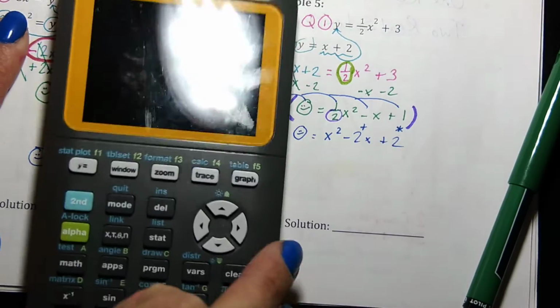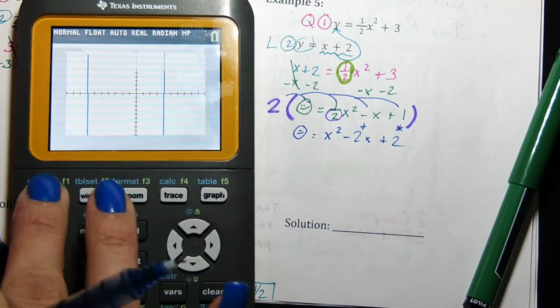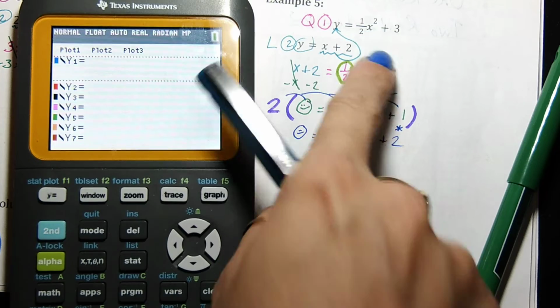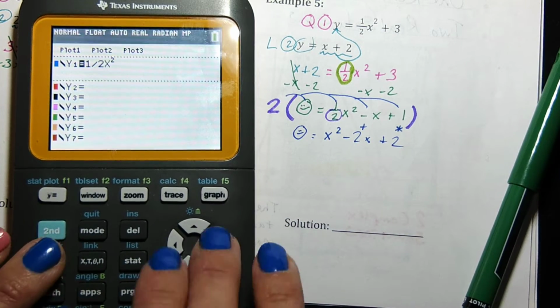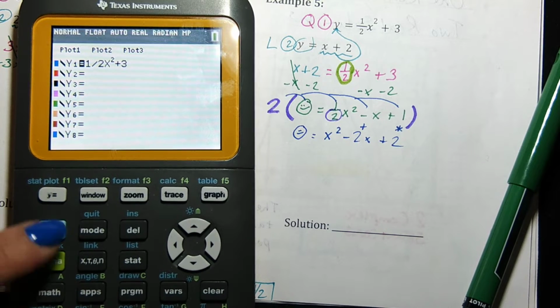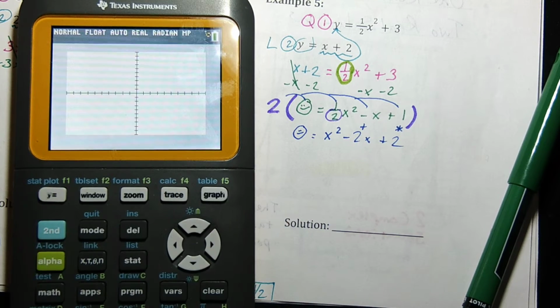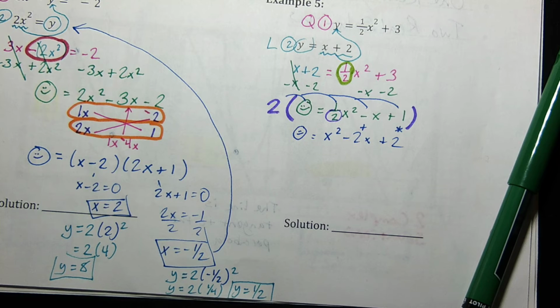So let's go ahead and go to our calculator and just see what this system looks like. If I type in that first equation, 1/2 x squared plus 3, and then the second equation is x plus 2. There's my quadratic. There's the line. Oh, and it just misses it. So are they intersecting? No. So that means the solutions to this system are going to be imaginary. So that's kind of a nice thing to keep in mind, and one way you can use your calculator to check yourselves on these.